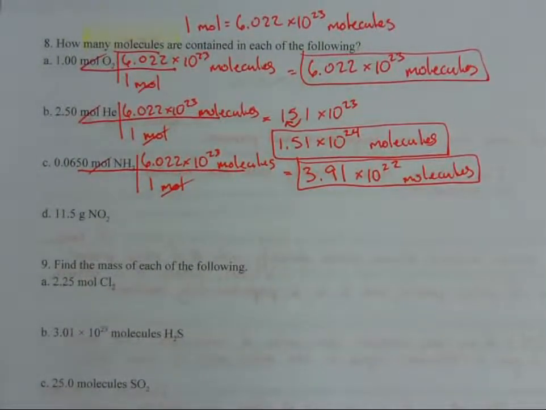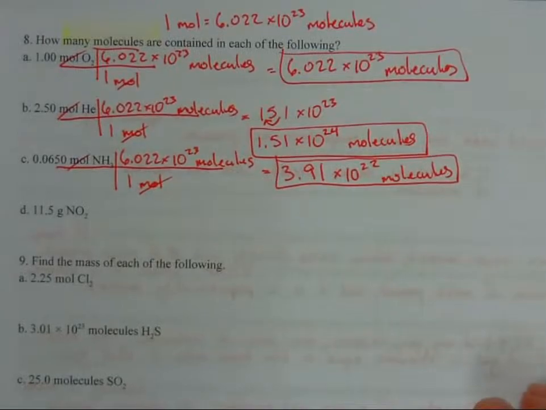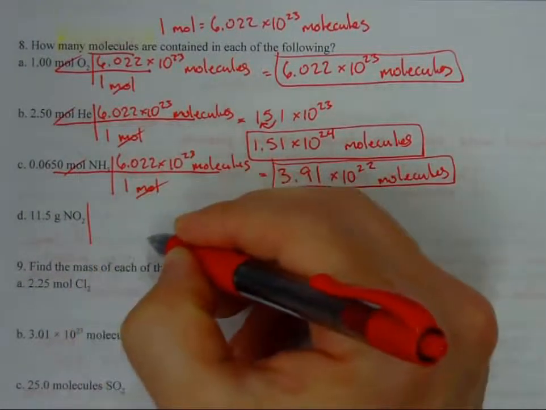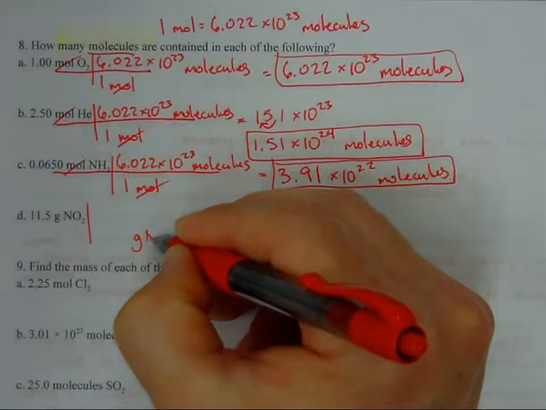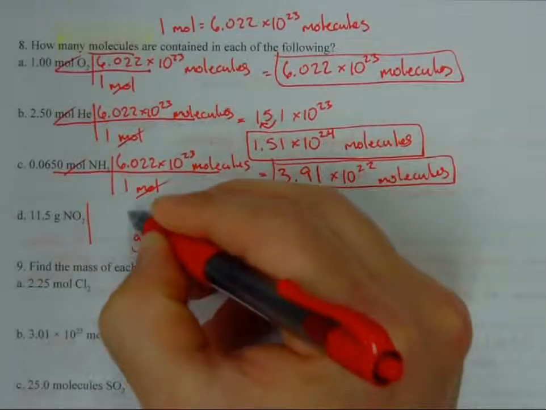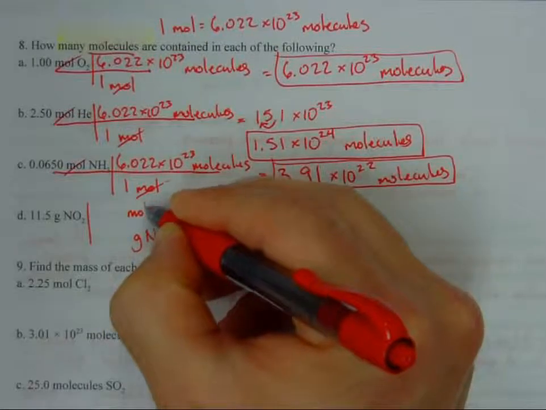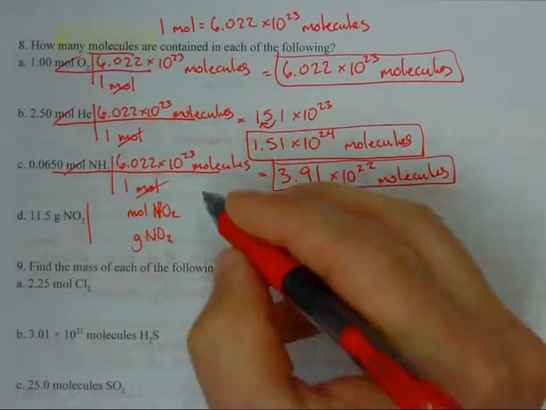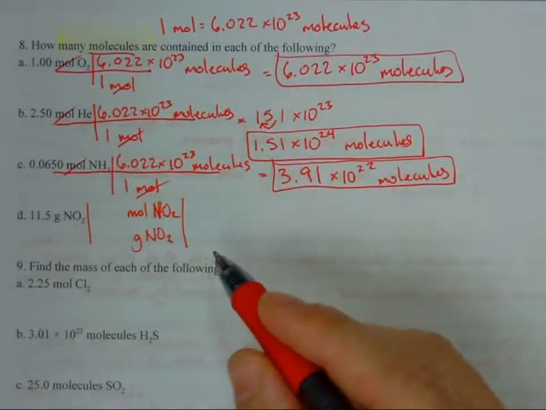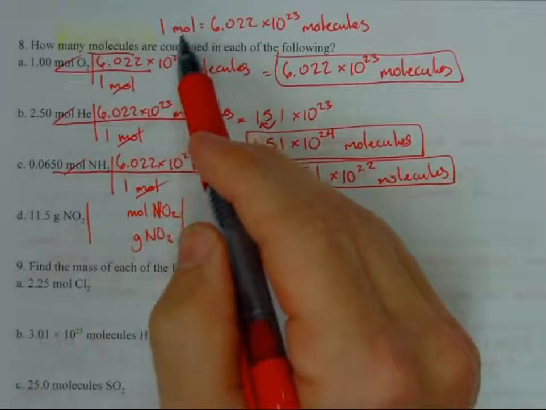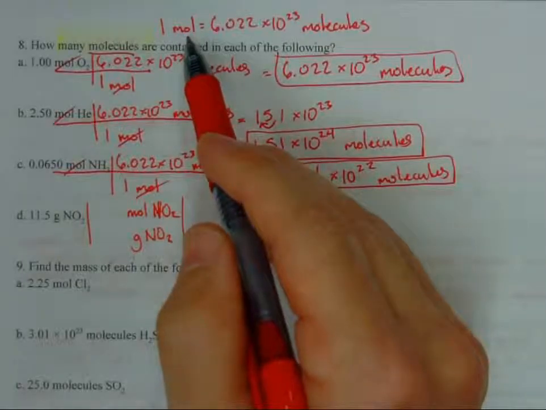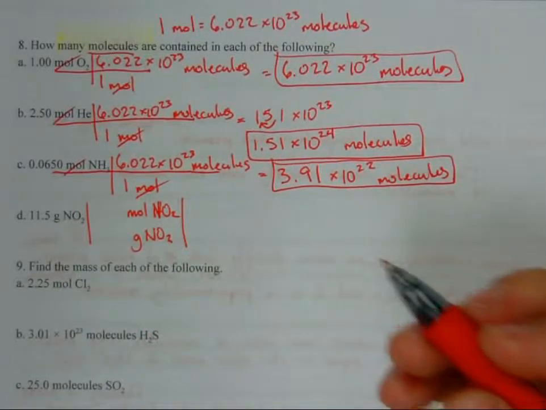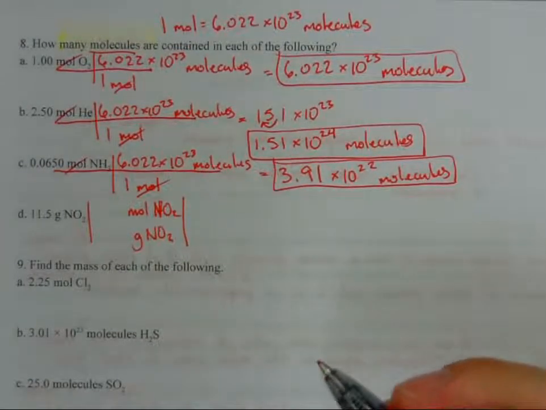And finally, D. Now we are going to have to do a two-part conversion here, but that's easy. We just slap on one extra conversion here. Now I'm going to have grams of NO2 right there, and then moles of NO2 up top. Why is that? Because in order to use Avogadro's number, my unit has to be in moles. So I have to convert out of grams into moles. In order to do that, I'm going to use the molar mass of NO2.